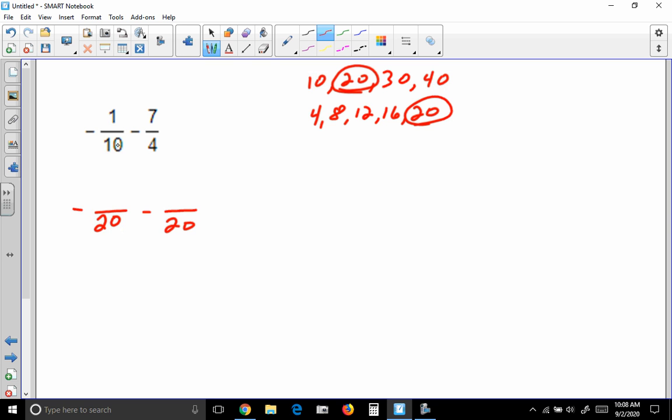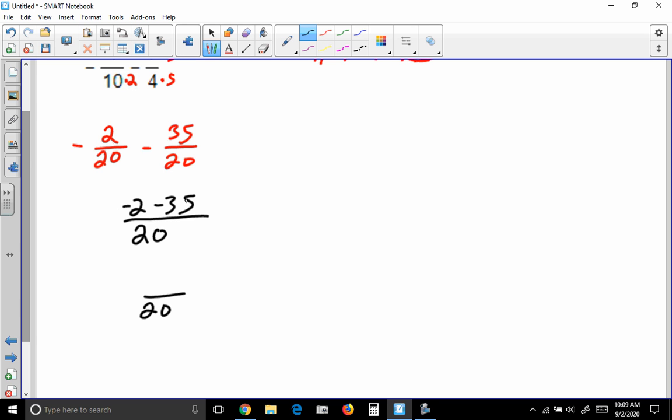So to make the first fraction have a 20 on bottom, 20 is 10 times 2. So we have to multiply top and bottom by 2. 1 times 2 is 2. To turn this fraction into having a 20 on bottom, 20 is 4 times 5, so multiply top and bottom by 5. So 7 times 5 is 35, and then we have 20 on bottom. So we keep our denominator, and then we put our numerators together. So we have a minus 2 and a minus 35.